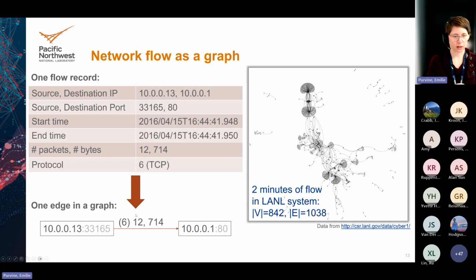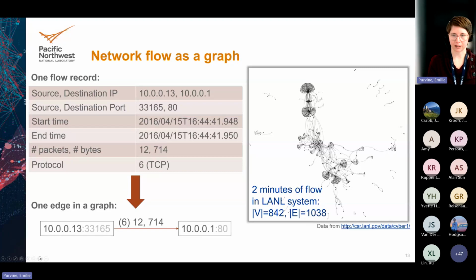And then you can append the metadata, the protocol, and the weights on that to make it a weighted graph. And in large networks, these graphs can start to get really big. This is a fairly small graph by graph theory standards, and it's only 2 minutes of flow from data that came out of Los Alamos lab probably a decade ago now, but it's a very nice data set if you want to get your hands wet with cyber data.